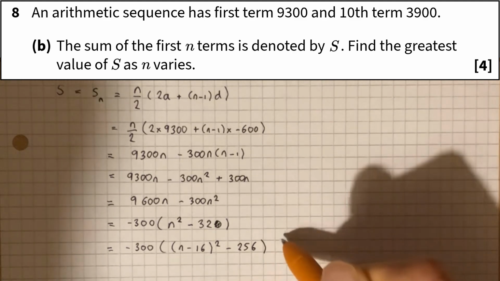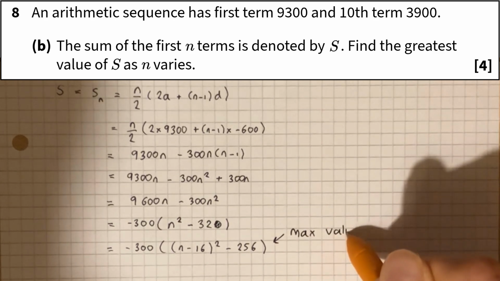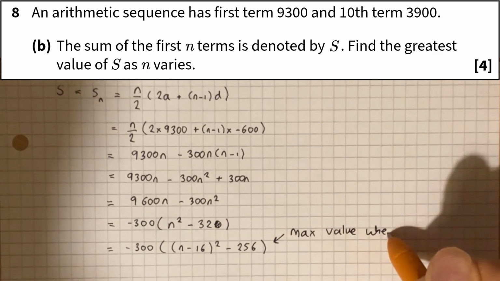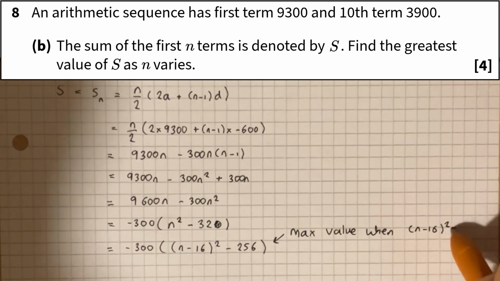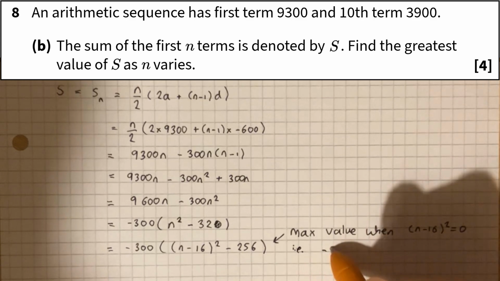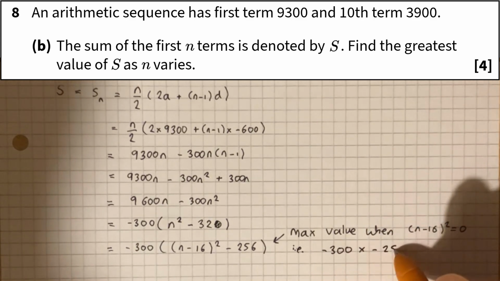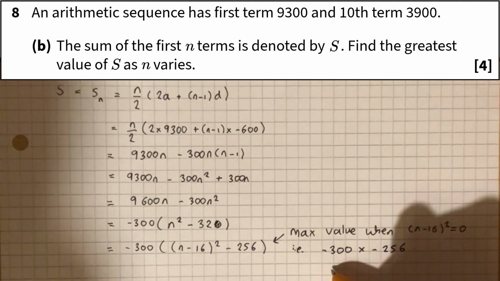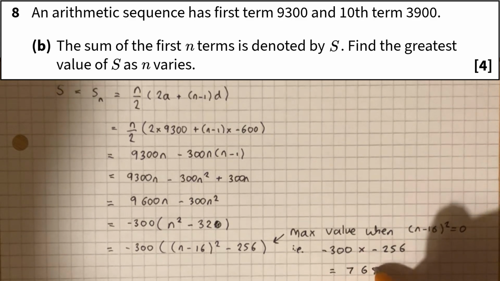Completing the square is a great idea for maximums and minimums. We know when this is maximum, it's going to be when the bracket (n minus 16) squared is 0. That's because it's the biggest negative number that we get from the bracket, which will give us the biggest positive when times by minus 300. So the maximum value of S is minus 300 times minus 256, or 76,800.